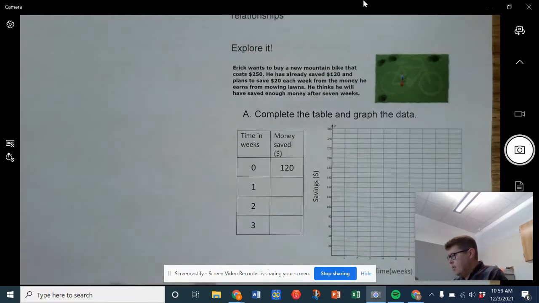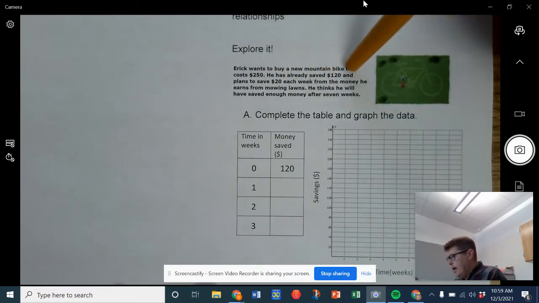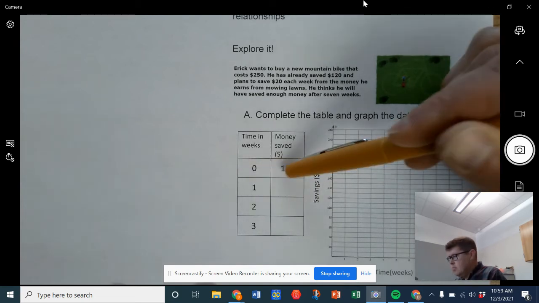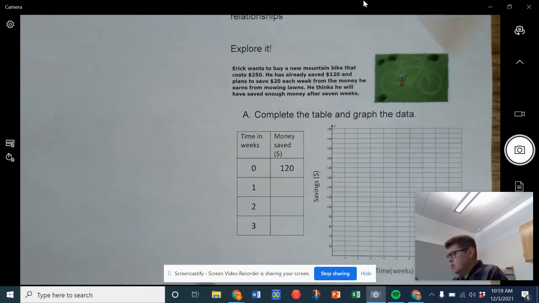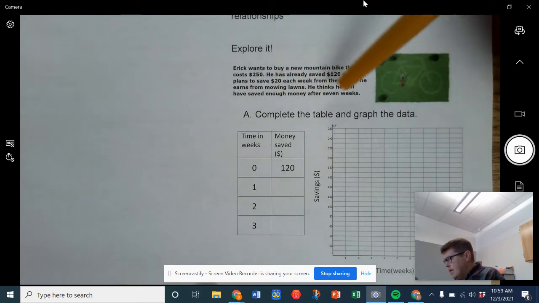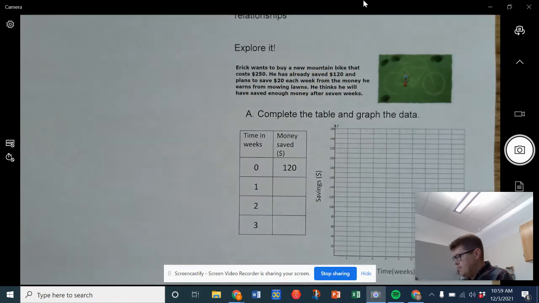We got this dude Eric who wants to buy a new mountain bike, which costs $250. He's already saved $120. Represent that right there, right at week 0, right before he's even started mowing. He plans to save $20 each week from the money he earns from mowing lawns. He thinks he will save enough money after 7 weeks.